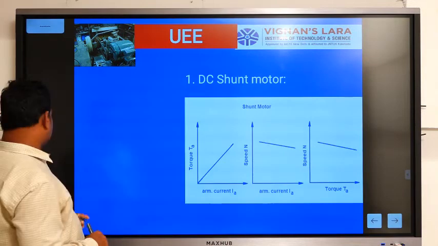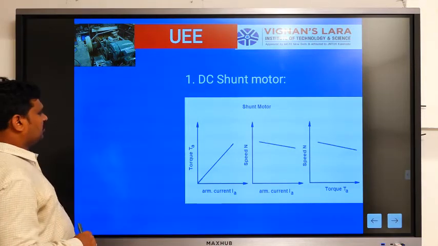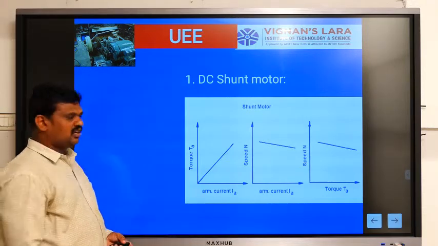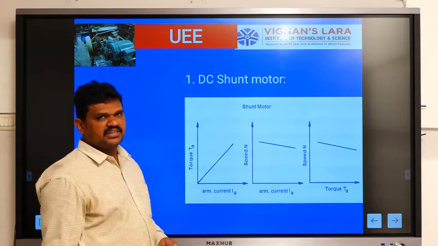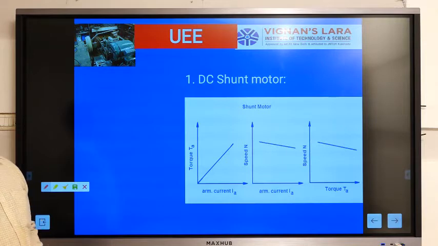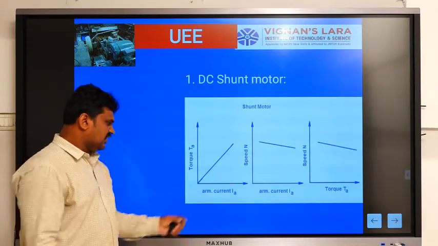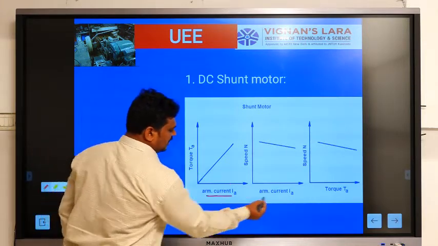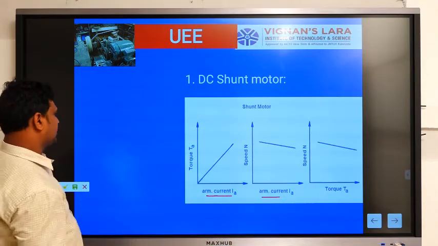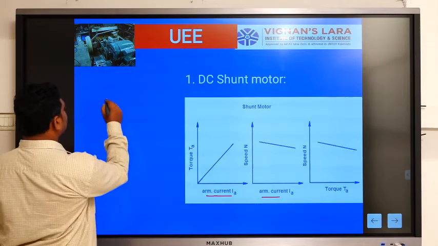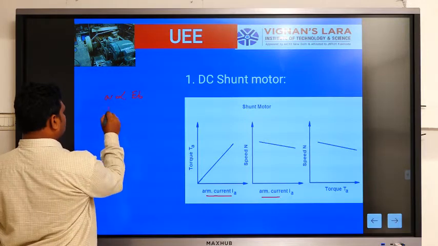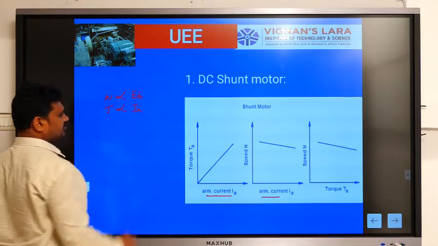The characteristics of the shunt machine means we concentrate on the armature current versus torque, armature current versus speed, and torque versus speed. These two are called the electrical characteristics, and this one is called the mechanical characteristics. So now what are the formulas? N is proportional to EB. Next, torque is proportional to armature current.